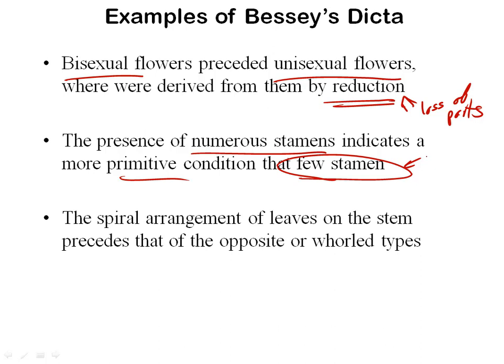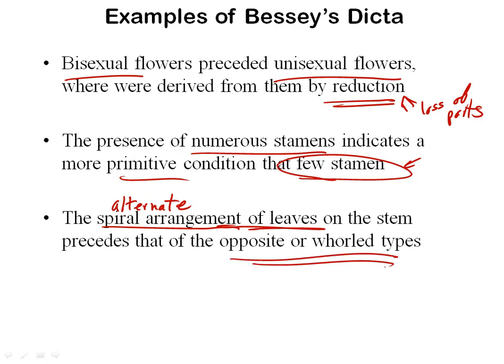Spirally arranged stamens also would be, because numerous stamens are always spirally arranged. There's also the spiral arrangement of leaves. So this spiral arrangement of leaves would be alternate leaf arrangement. That's also another word that we call this, and a word that you're familiar with from the Keys. So that's primitive, precedes opposite whorls of leaves on this.